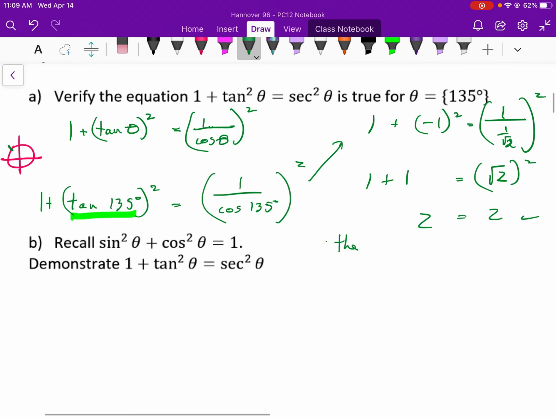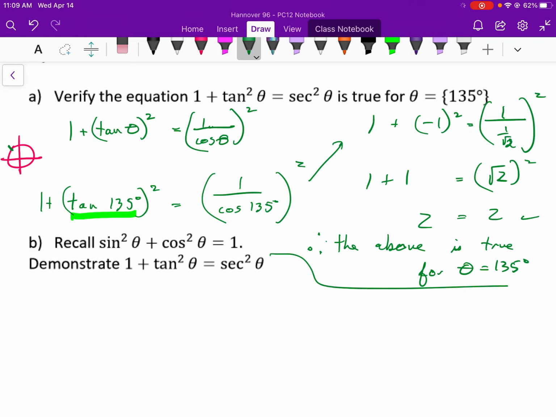So I'm just going to write the above. Therefore, the above is true for theta is equal to 135. So have I proved it for all angles? No, it's not an identity yet. I haven't proved it. But anyways, let's move on.